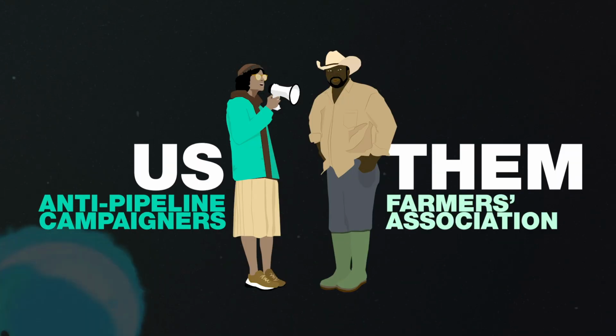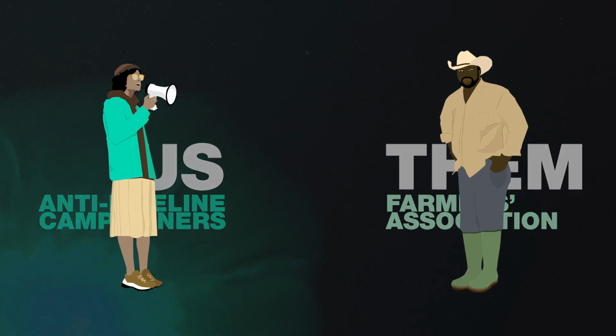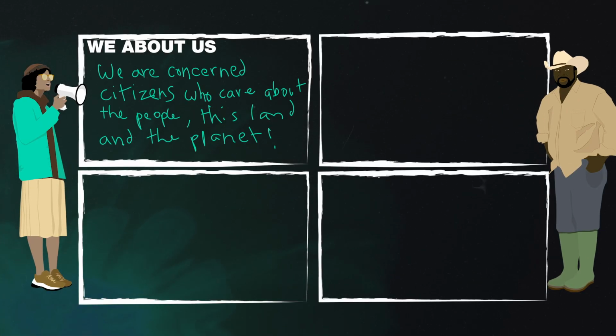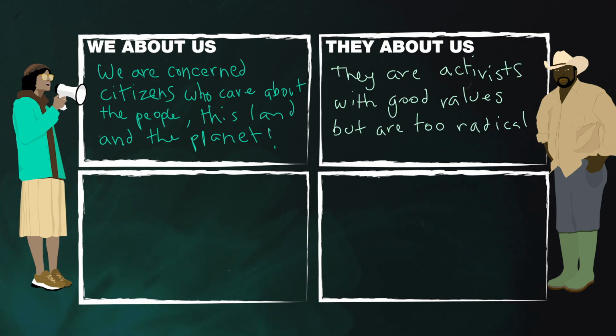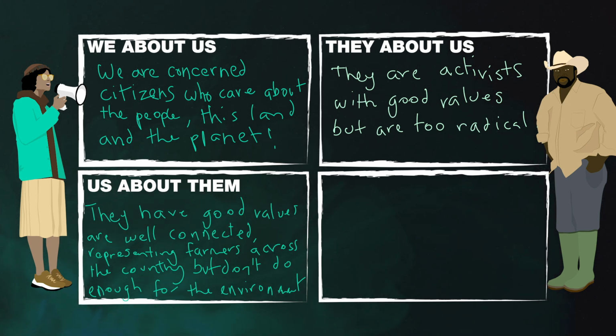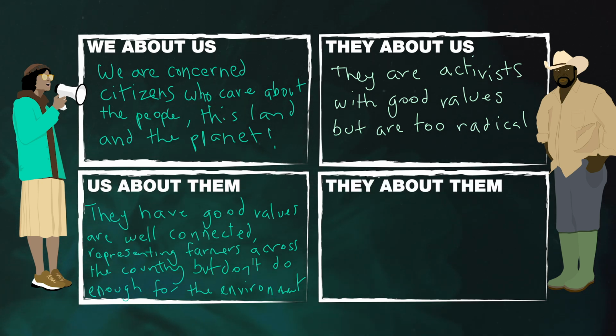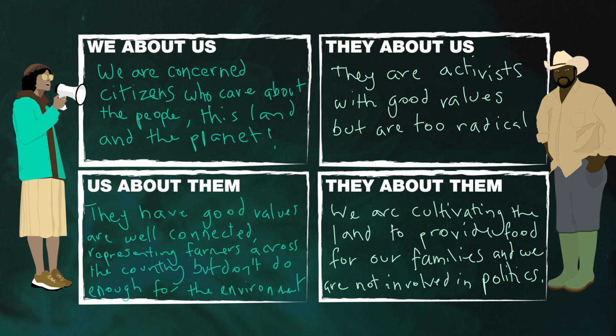Let's focus on a farmers' association. We about us. We are concerned citizens who care about the people, the land, and the planet. They about us. They are activists with good values but are too radical. Us about them. They have good values, are well-connected, representing farmers across the country, but don't do enough for the environment. They about them. We are cultivating the land to provide food for our families, and we are not involved in politics.